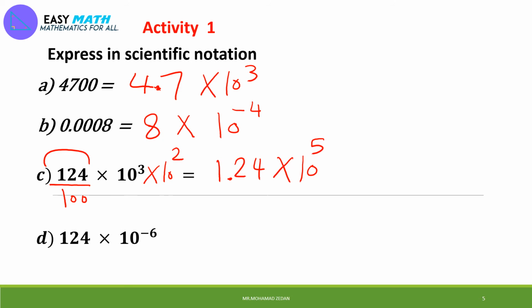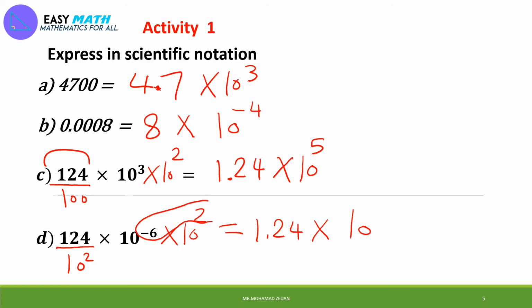Also, 124 times 10 to the negative 6. In the same way, divide by 10 squared, which is 100, and multiply by 10 squared, equals 1.24 times 10 to the power. When you multiply, just add the powers. You know, from the rule of indices, the answer is negative 4. Okay? Negative 6 plus 2.